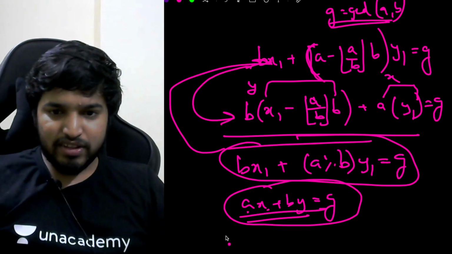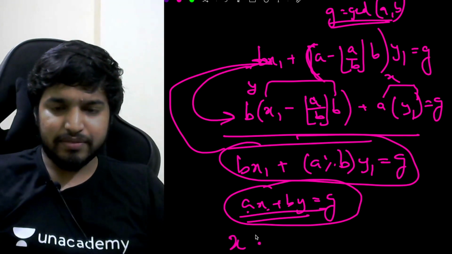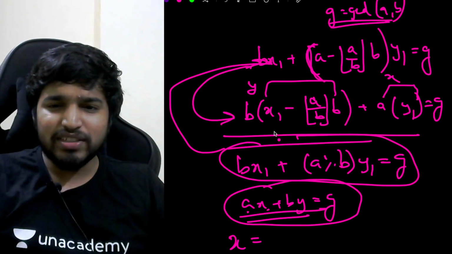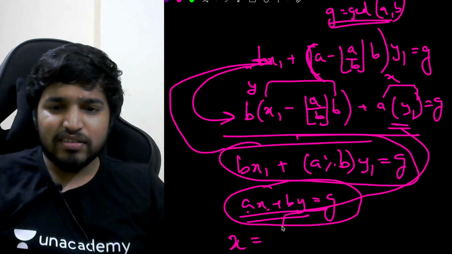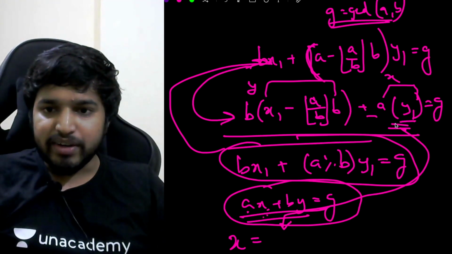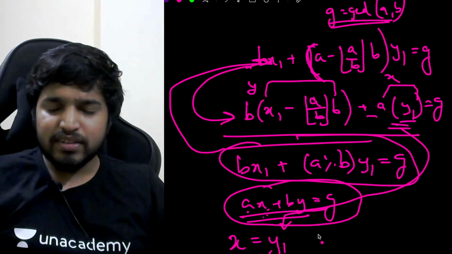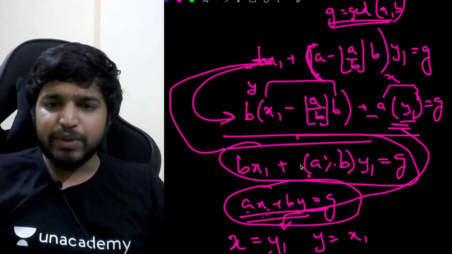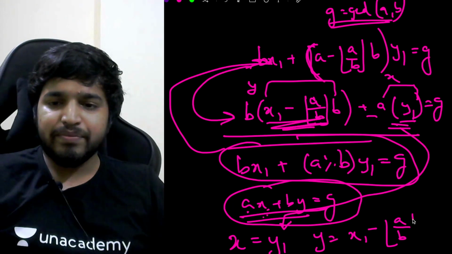So here the new x is equal to, what is your y1? Because A into x, A into y1. So x equals y1, and y is equal to x1 minus floor of A by B into y1.